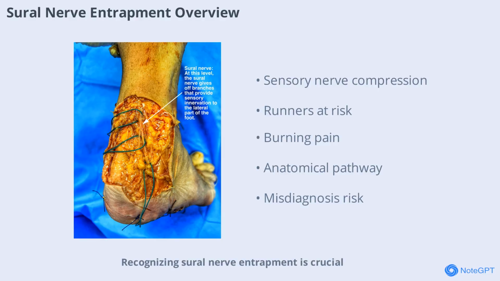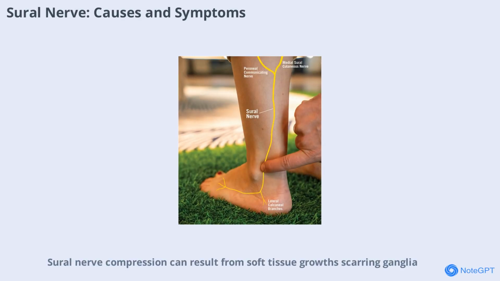Recognizing sural nerve entrapment is crucial, as it is often misdiagnosed as Achilles tendinopathy. Sural nerve compression can result from soft tissue growths, scarring, ganglia, surgeries, or vein inflammation. External factors like tight footwear or casts can worsen the issue. Repetitive activities such as running increase strain on the nerve, while repeated ankle sprains can lead to fibrosis and entrapment.